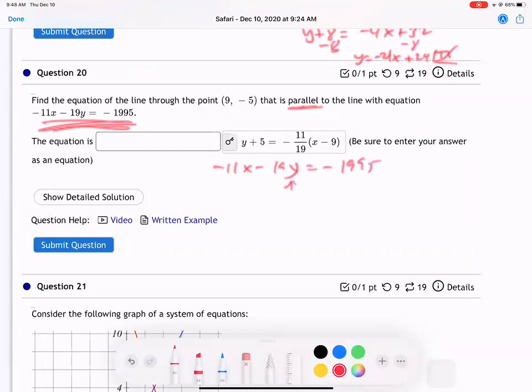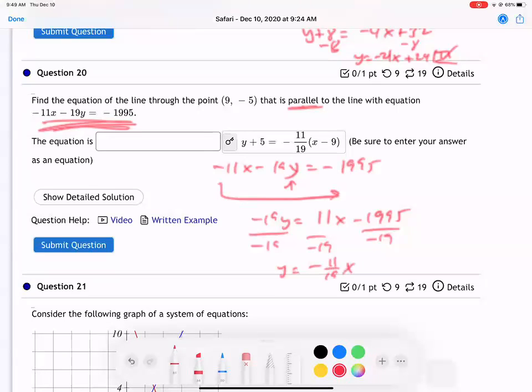We're going to solve for y. So I'm going to move over the x. So negative 19y is equal to positive 11x minus 1995. Then we divide both sides by negative 19. y is equal to negative 11/19 x, and then some fraction. We don't care about it, because all we care about for parallel lines is that we have the same slope.